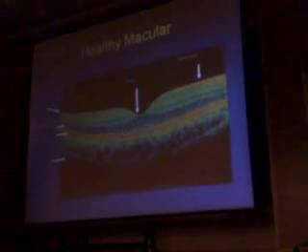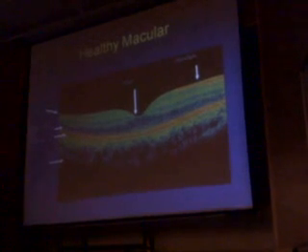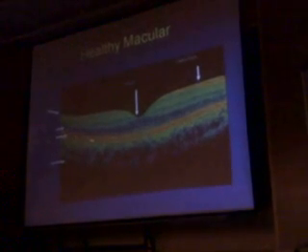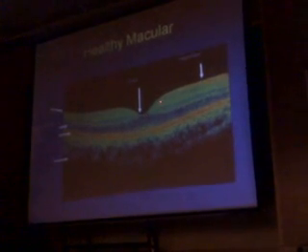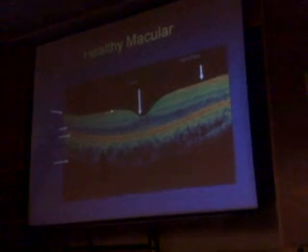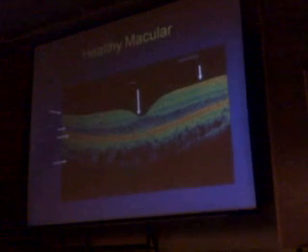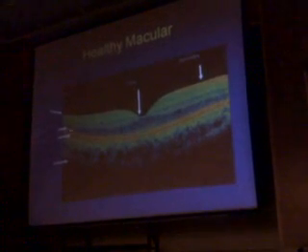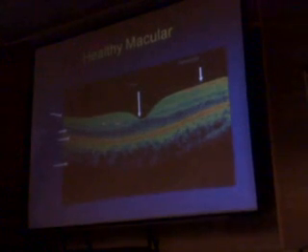So here is a healthy macula. And you can see the layers here. The retinal pigment epithelium is in red. Here, there's the fovea. You can see the inner limiting membrane here. Sometimes it's a little bit more red because it's quite reflective. And there's the green here, which is the outer nuclear layer. And you can see some of the other striations here.